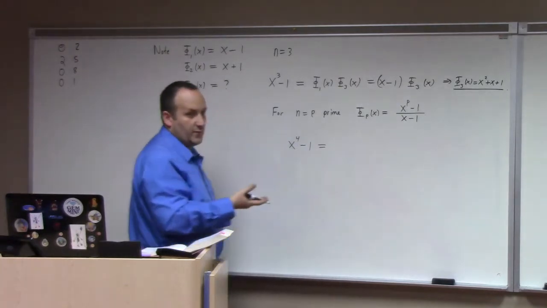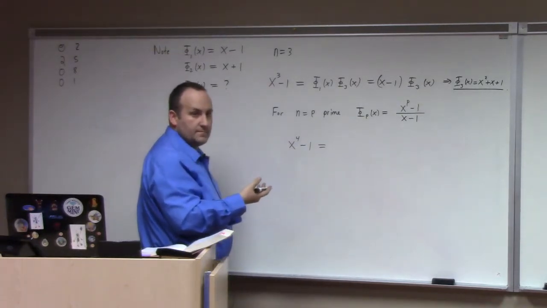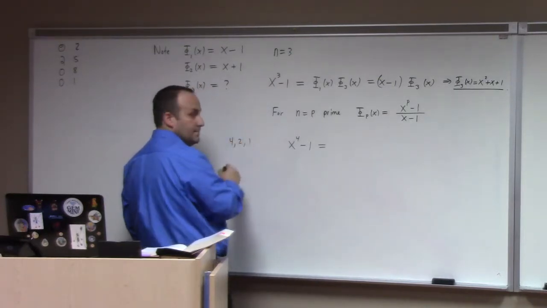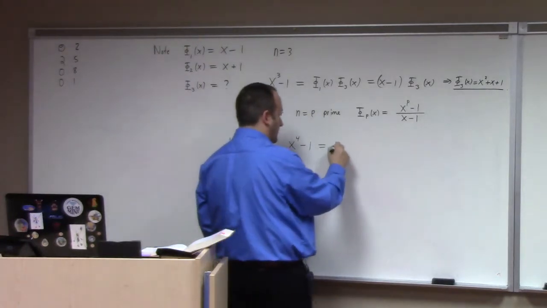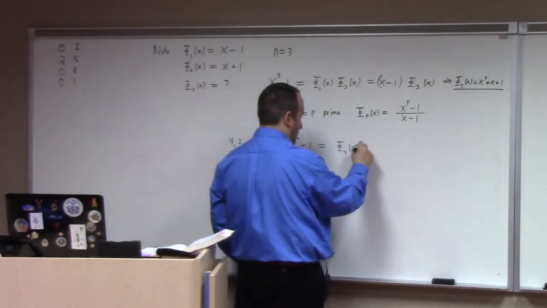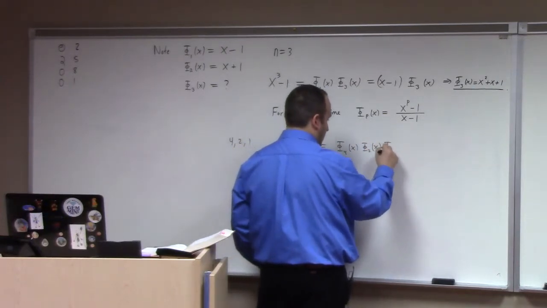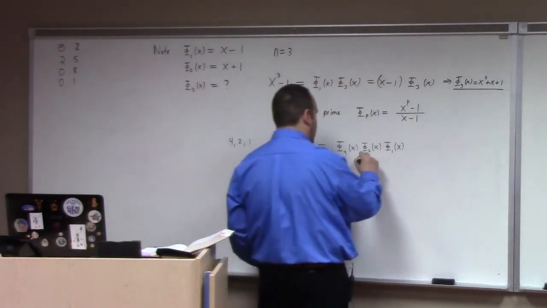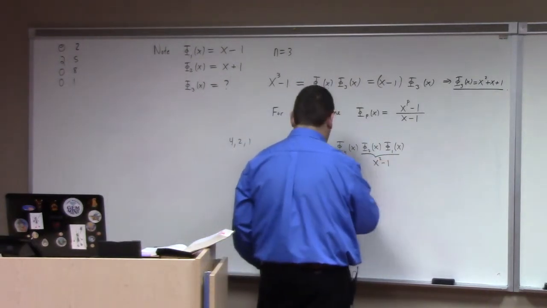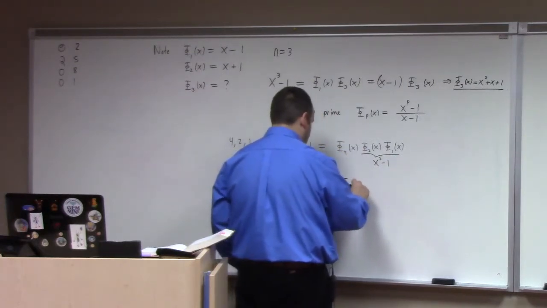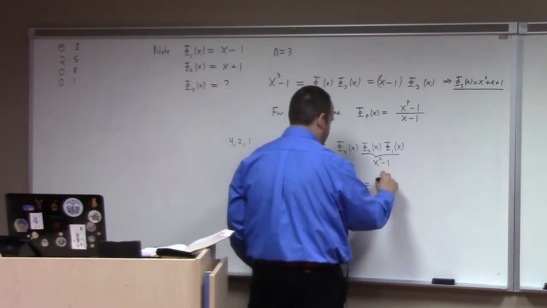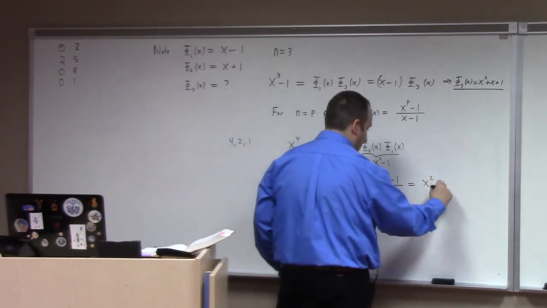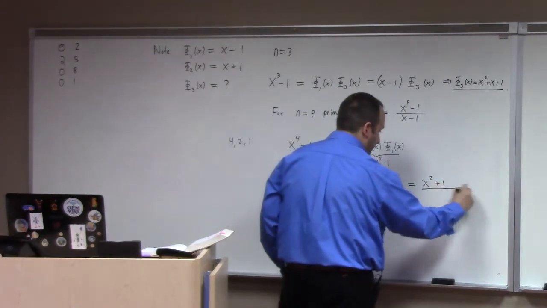What are the divisors of 4? Yeah, we got 4, 2, and 1. So that would mean we'd have phi 4 of x, phi 2 of x, phi 1 of x. And so phi 2 and phi 1 multiply to give you x squared minus 1. That tells us that phi 4 of x is, in terms of polynomial long division, x to the fourth minus 1 over x squared minus 1, also known as x squared plus 1, right? So there you go. That's phi 4 of x.